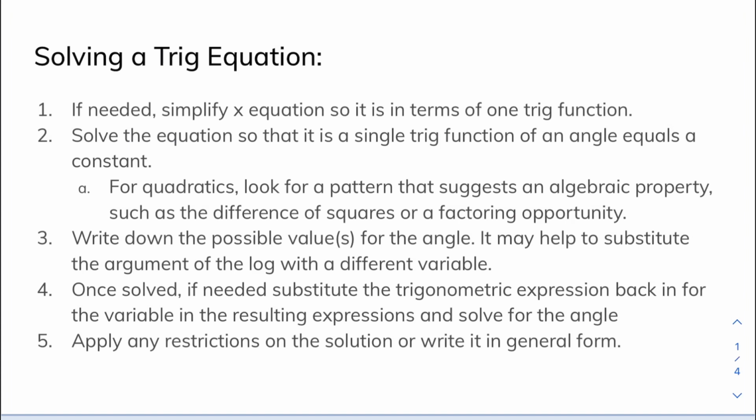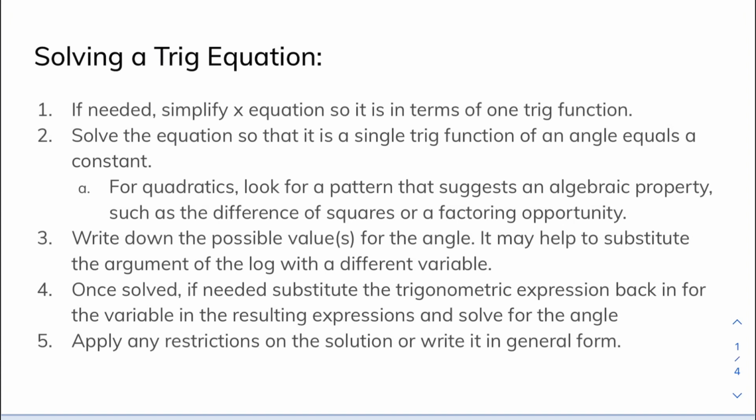Then we need to solve the equation so that we have a single trig function of an angle equal to a constant, equal to a number. If it's a quadratic, you'll have two of those cases, right? You'll break it down into two linear equations by looking for patterns that allow you to factor using difference of squares, square rooting, or any factoring opportunity. Then we write down the possible values for that angle, okay? So we're not really paying attention to what's inside the sine, cosine, or tangent at this point. We're just thinking, okay, tangent of what gives me that constant? Cosine of what gives me that constant?